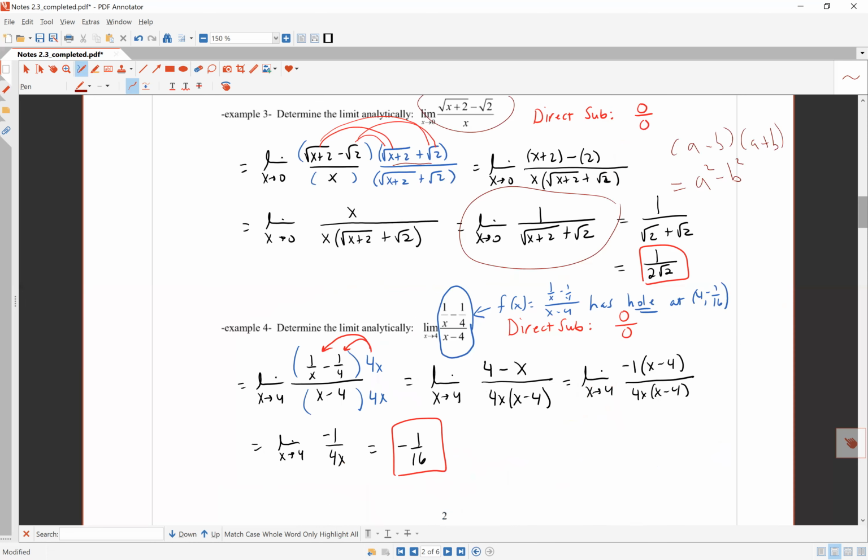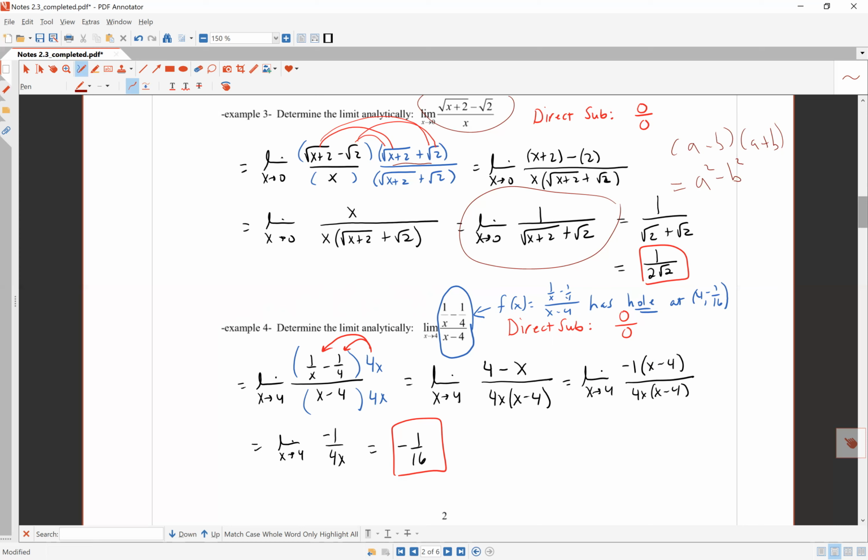Okay, so again, you're taking the limit as x goes to 4. Again, the function's not defined because we're dividing by x minus 4. Well, let's just simplify the numerator. Of course, what we always learn in our algebra courses, let's find a common denominator. The common denominator of the numerator is 4x. So we multiply the numerator and the denominator by the same thing, basically multiplying by 1 in the form of 4x over 4x.